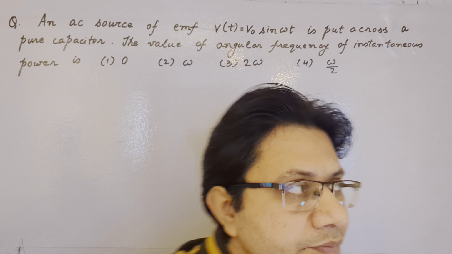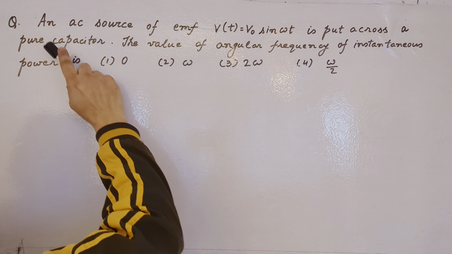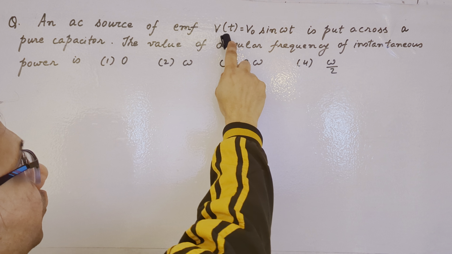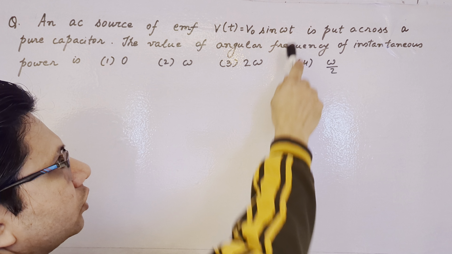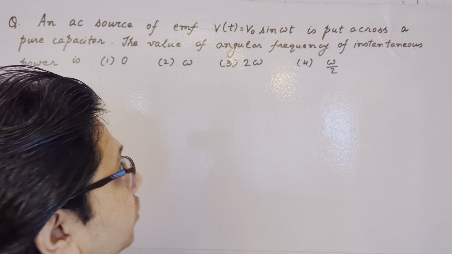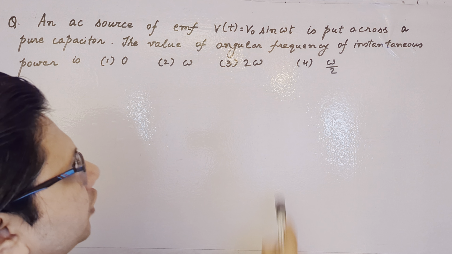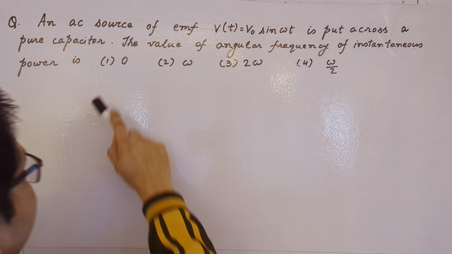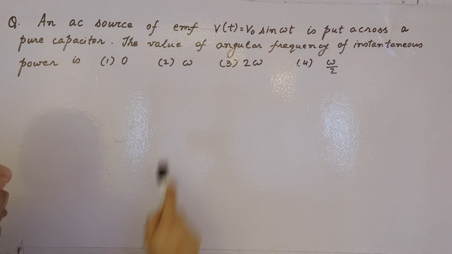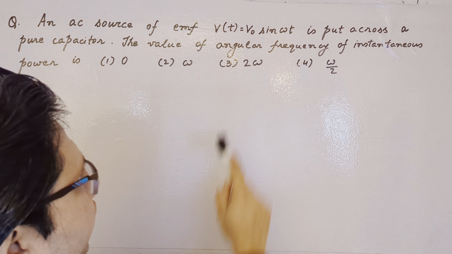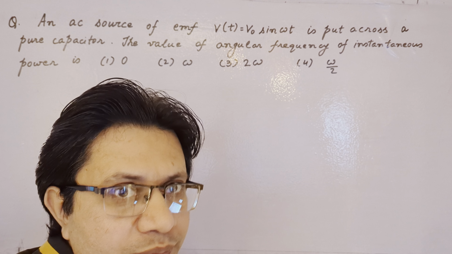Hello students. The question is: an AC source of EMF V(t) equals V0 sin omega t is put across a pure capacitor. The value of angular frequency of the instantaneous power is: option 1, 0; option 2, omega; option 3, 2 omega; and option 4, omega by 2.